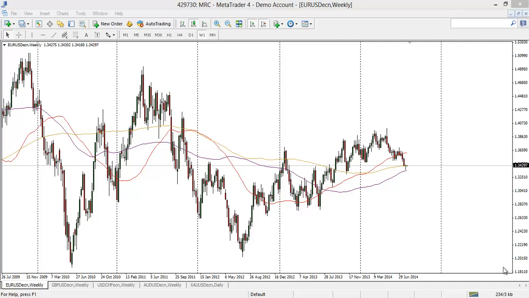What I'm going to do today is go through some technical analysis on Euro dollar, cable, dollar Swiss, Aussie and gold. Just going to review what happened in the markets last week and give an outlook for this week ahead.